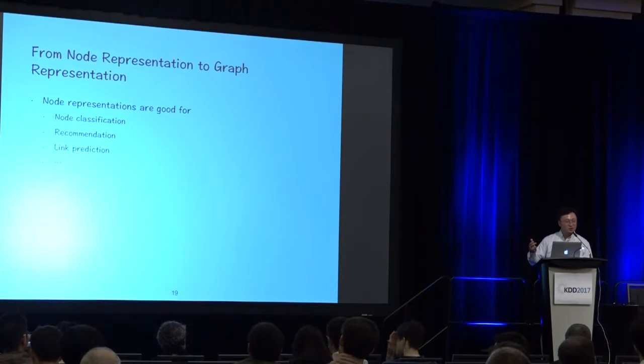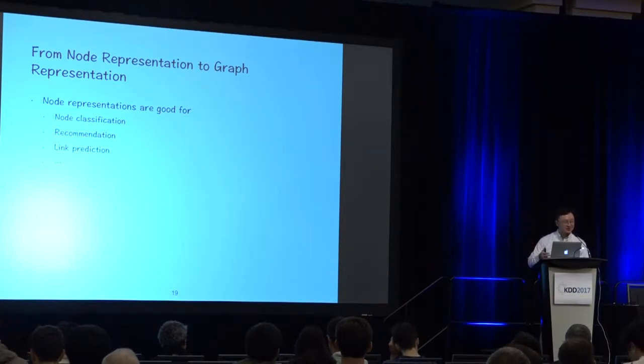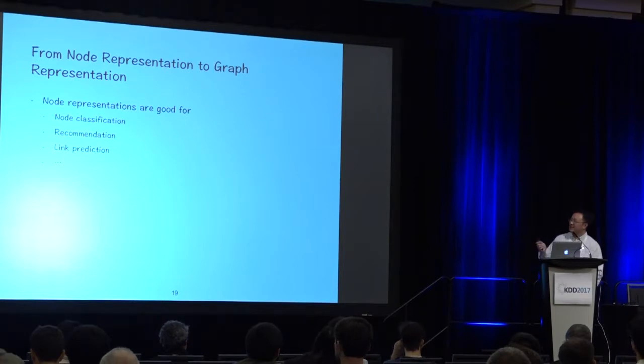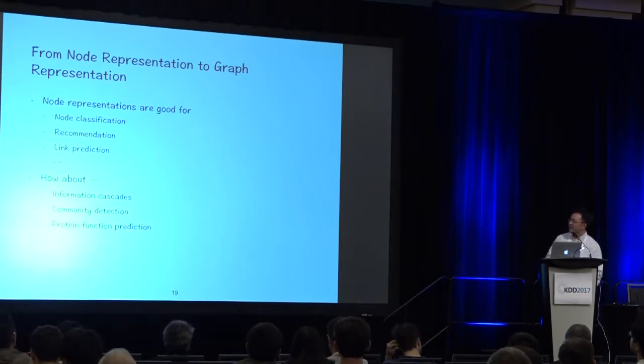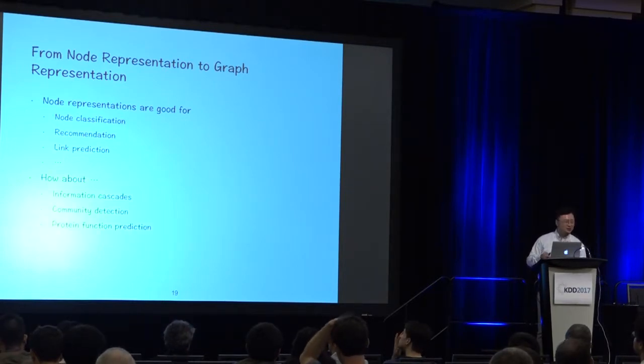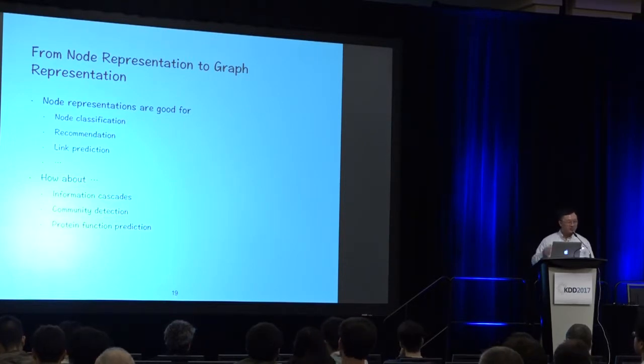To that regard, we need a way to find the continuous representation of the entire network, of much larger structures than nodes, right? In those cases, we will need other methods rather than just aggregating the node representations of the network. We will also introduce methods that find the representations for entire graphs.